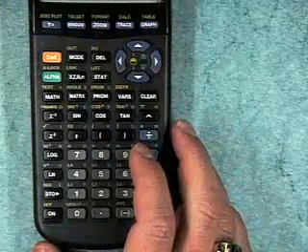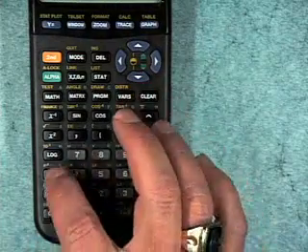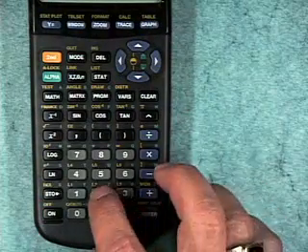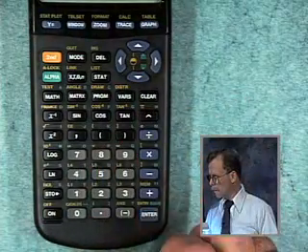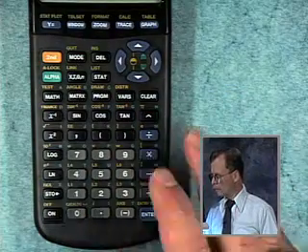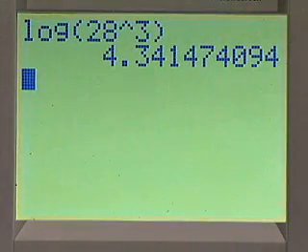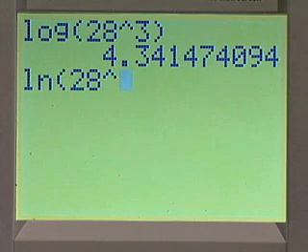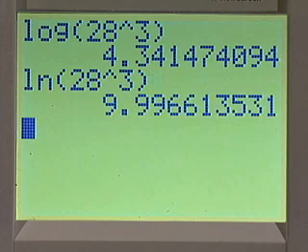Let's see how we could use our calculator to evaluate the logarithm, base 10, of 28 to the third power, or the logarithm of 28 to the third power in natural logs. We'll move over to our graphing calculator and turn it on. And we'll push the log button first. That means we're doing a base 10 log of 28 raised to the third power. And we see that the answer is 4.34 with irrational decimal places after that. Let's try the natural log of 28 raised to the third power. And we see that it will be a different value because it's based on a different number, 9.9966, and so on.